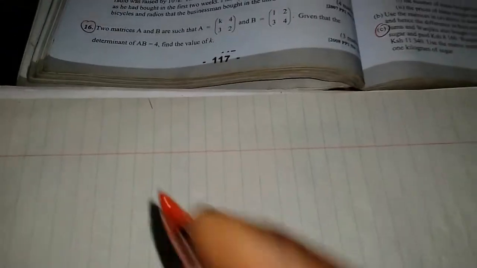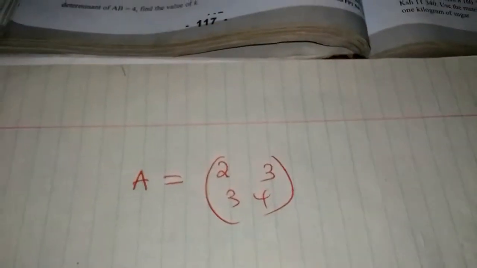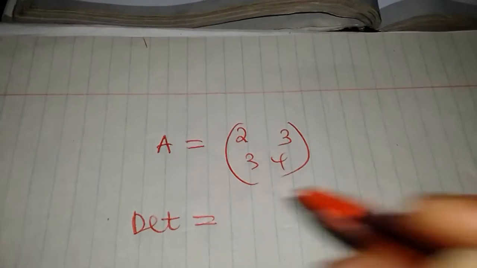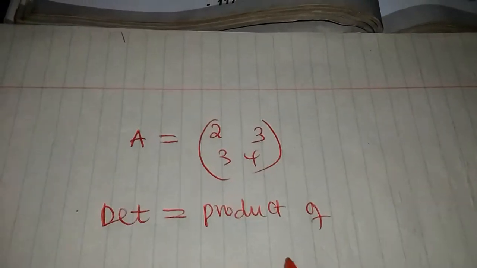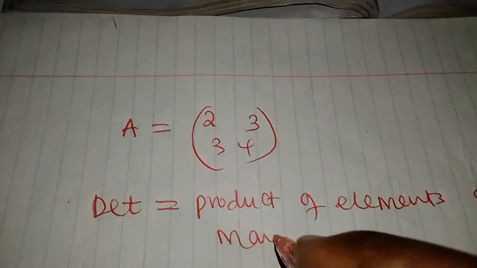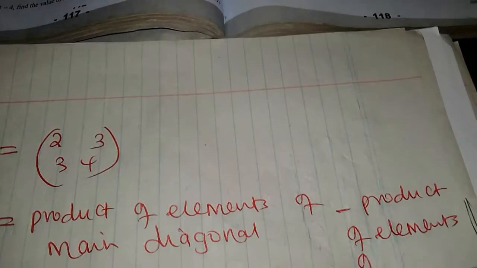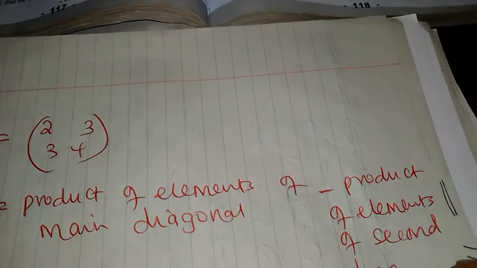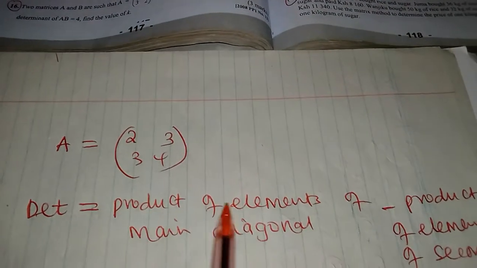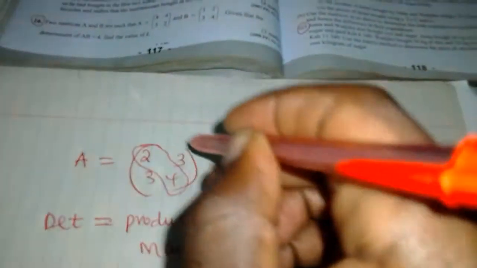So you're going to do this. Matrix A is, let me look at the elements, 2, 3, 3, 4. I need first to get the determinant. How do I get the determinant? The determinant is equal to the product of elements of the main diagonal less the product of elements of the second diagonal. Good. So main diagonal, then second diagonal.